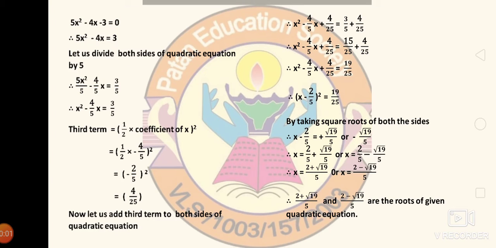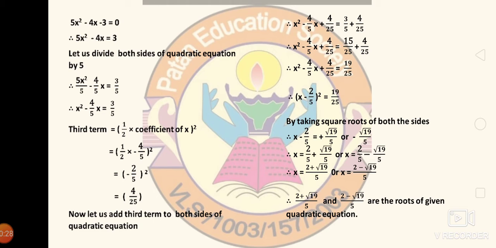Hello students, in this video we are going to learn a second example using the completing the square method, that is 5x square minus 4x minus 3 is equal to 0. Now if you see this example, the coefficient of x square is 5, so you have to make that one and then solve. One more complication is there, that is the minus 3.